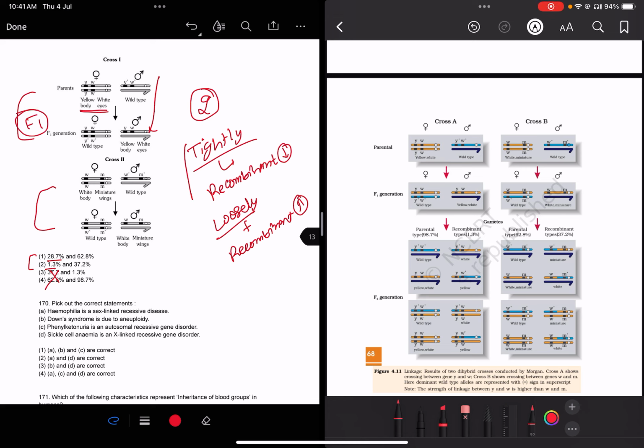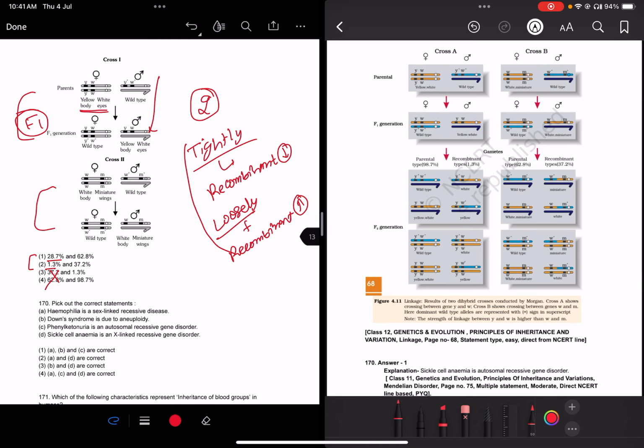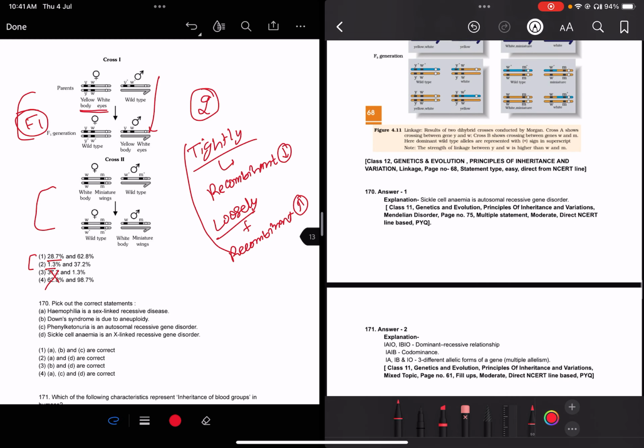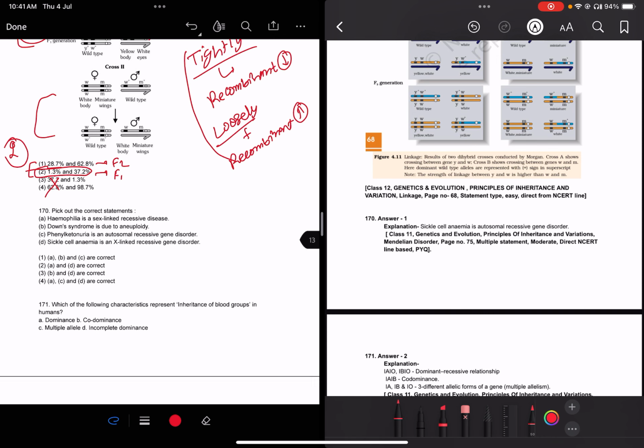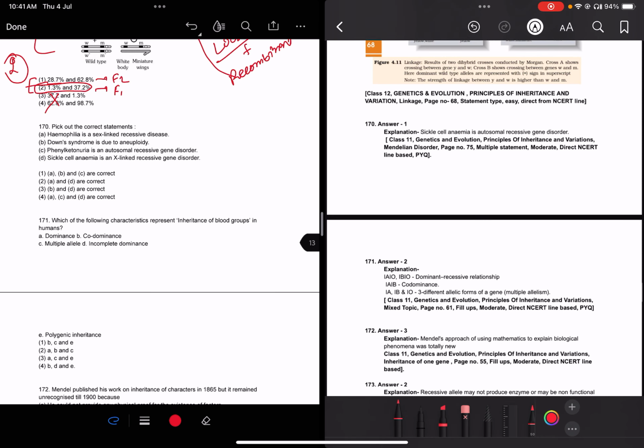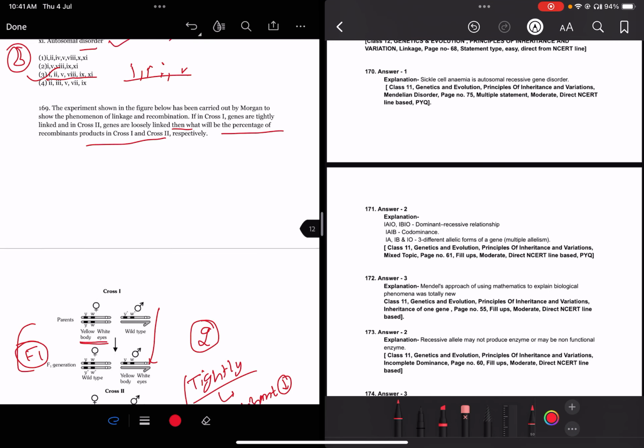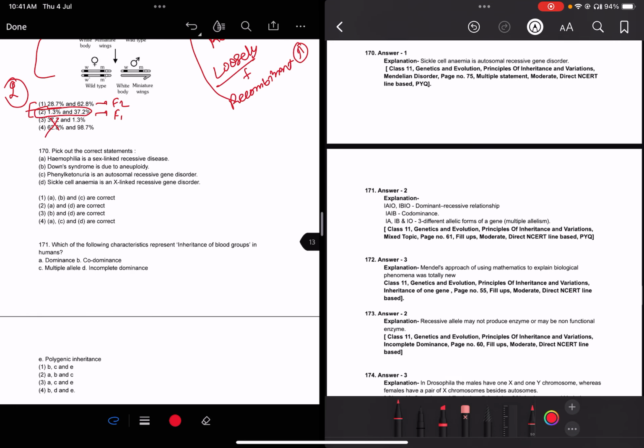So in the F1 generation the recombinants are lower. This one is for the F2 generation. This one is the F1 generation. Here asking about the F1 generation. So the answer is 2. This is the way to solve the question. I am just showing you the way of solving the answer.